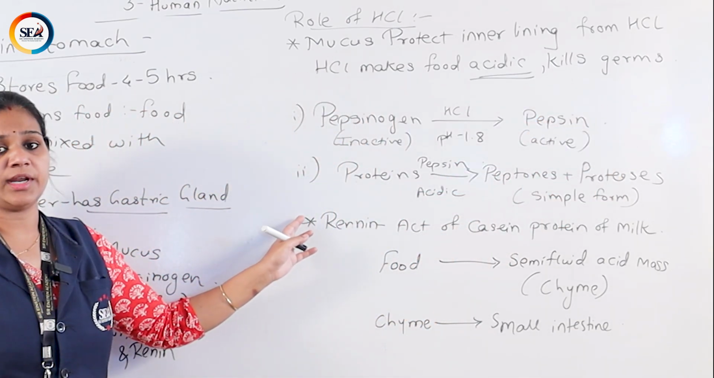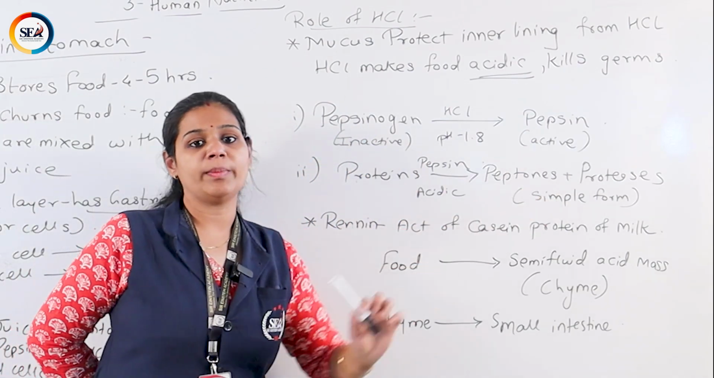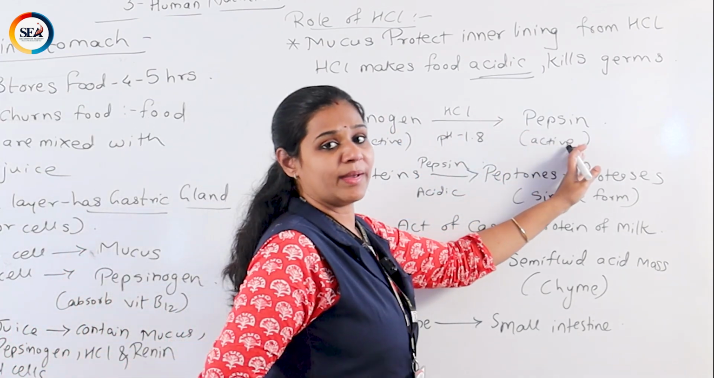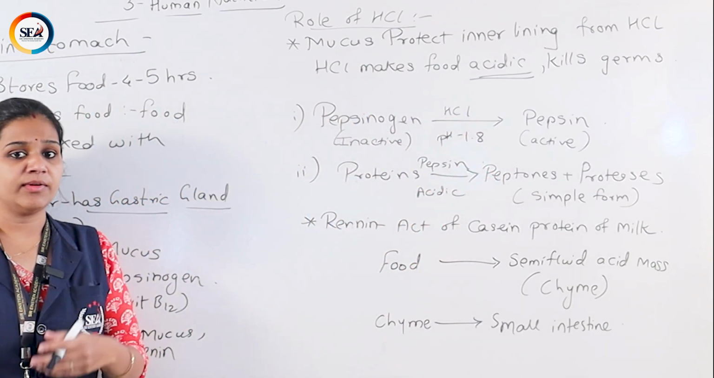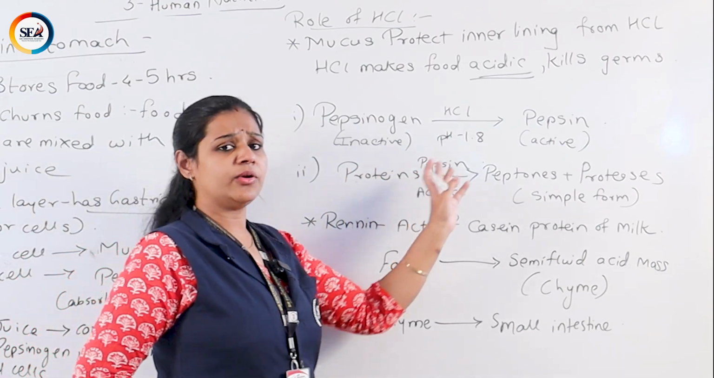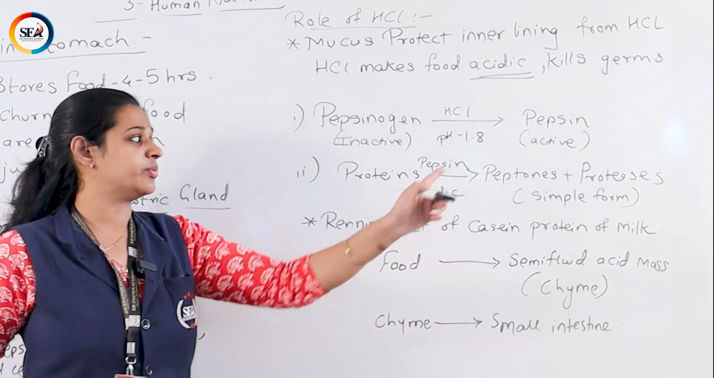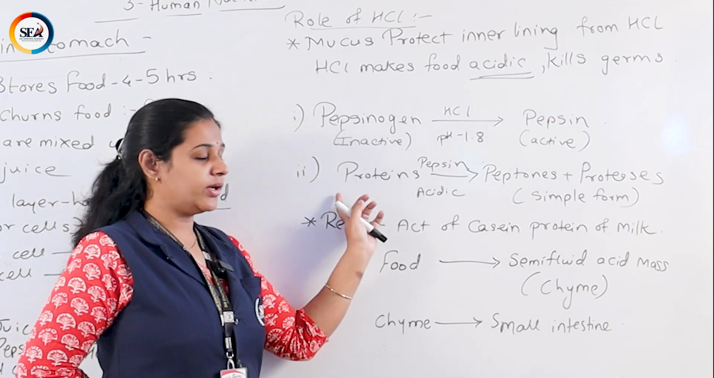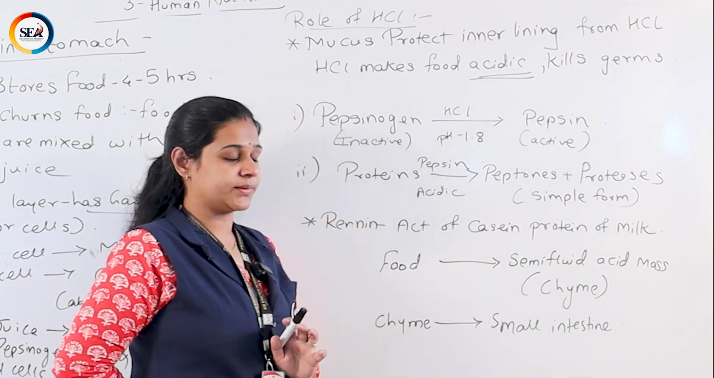Now, the first reaction which takes place with the help of HCl is that pepsinogen is converted into pepsin. That is, inactive pepsinogen is converted into active pepsin at pH 1.8. Second, once the pepsin is formed, the proteins which are in complex form are converted into simple form with the help of pepsin, the active form of the enzyme. This reaction also takes place in the acidic environment. Here proteins are converted from complex forms into simple forms like peptones and proteoses.